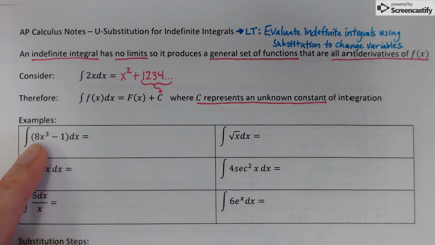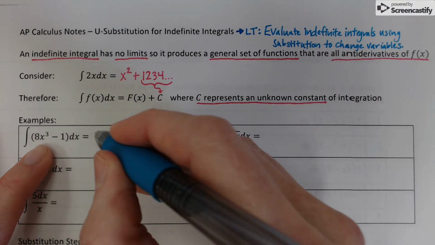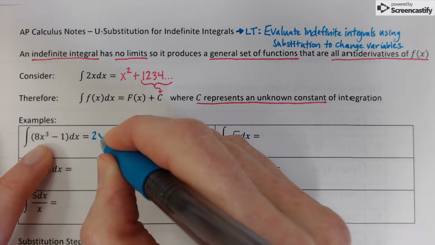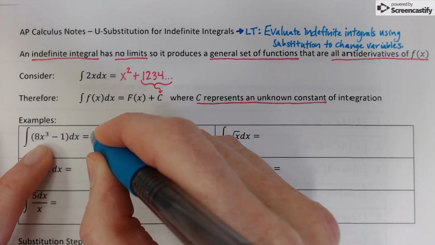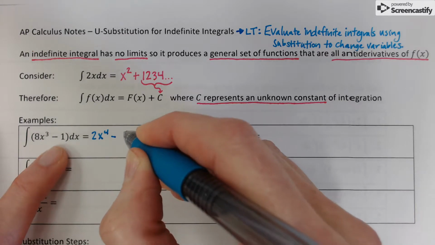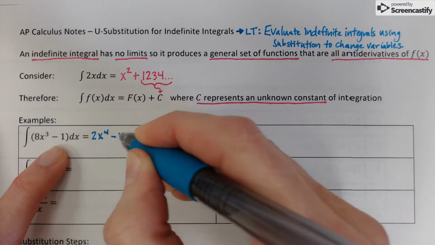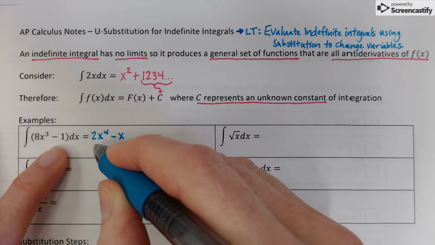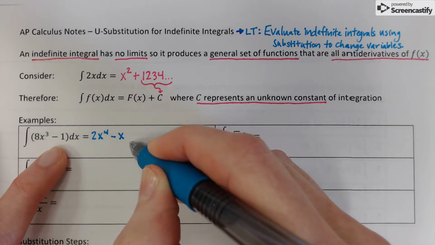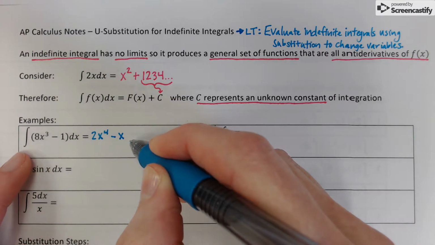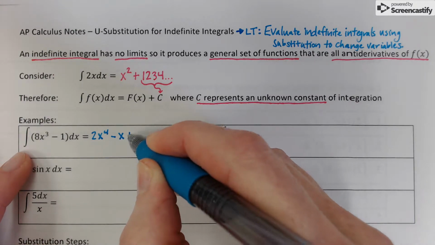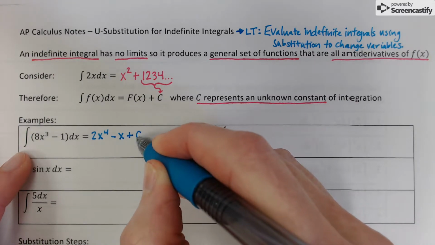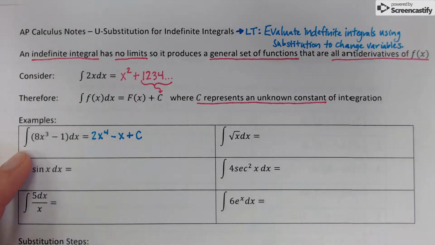So the antiderivative of 8x cubed using the power rule, we'd add 1 to the power, so it'd be 8x to the 4th over 4, so that would give us 2x to the 4th. The antiderivative of minus 1 would be minus x. And at this point, we would have drawn brackets for the definite integral and evaluated our limits, but instead, for the indefinite integral, since there's no evaluation to be done, we just have to remember the unknown constant plus C.